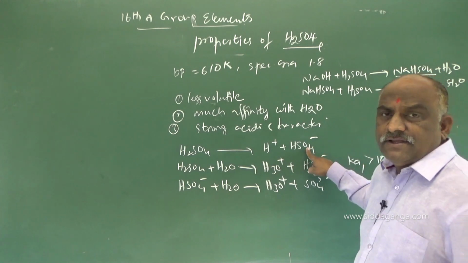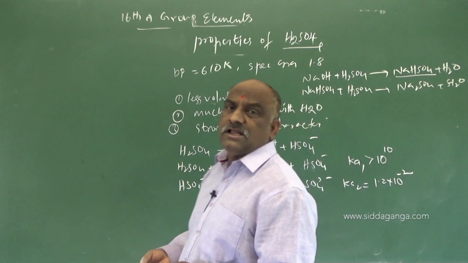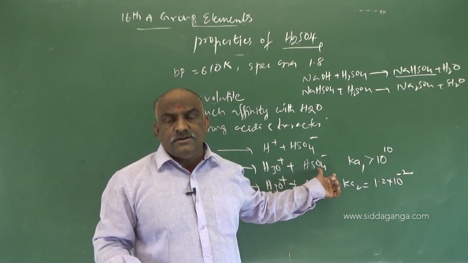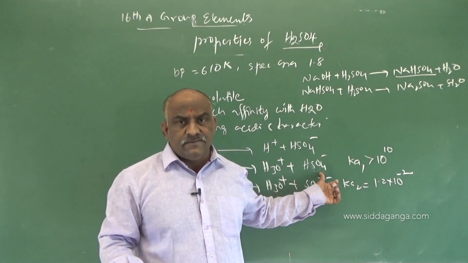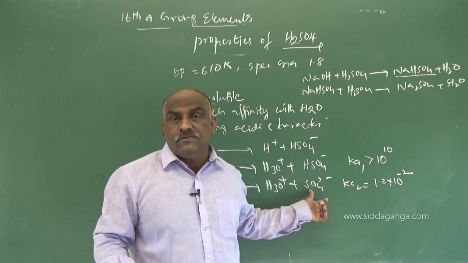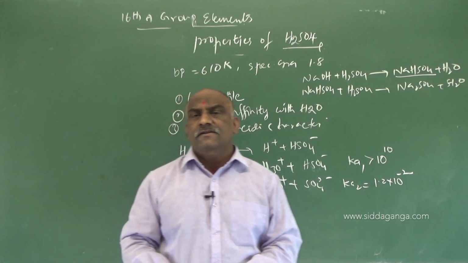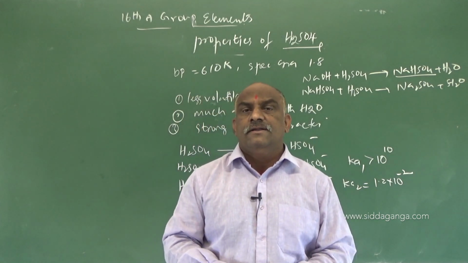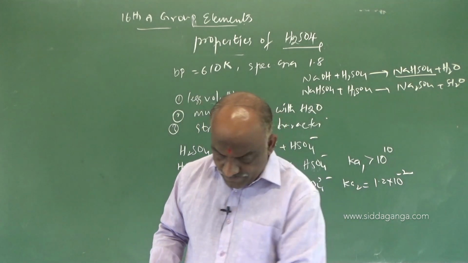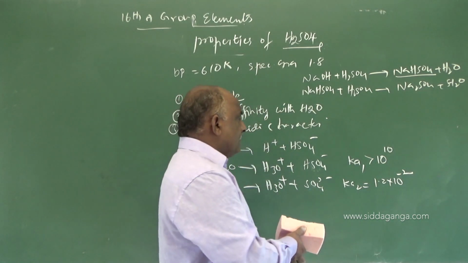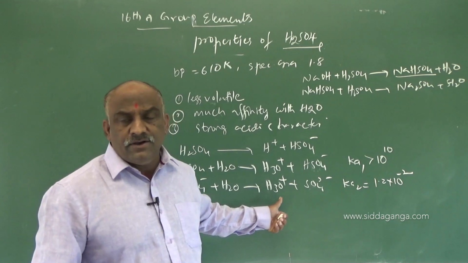The salts of sulfuric acid are called sulfates. One is normal sulfate, the other is hydrogen sulfate, which is also called bisulfate. So based on this, we should say that sulfuric acid has a strong acidic character, based on this information.